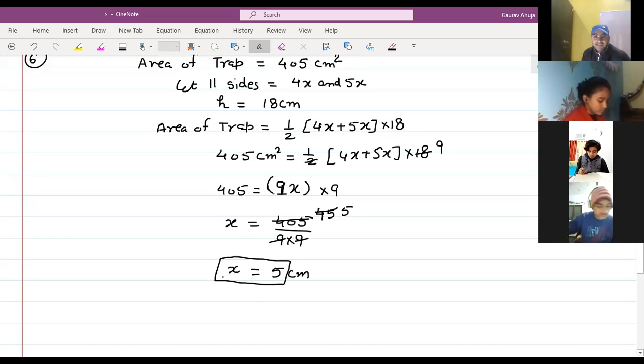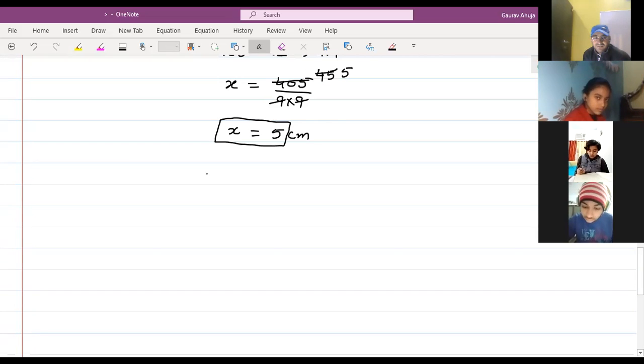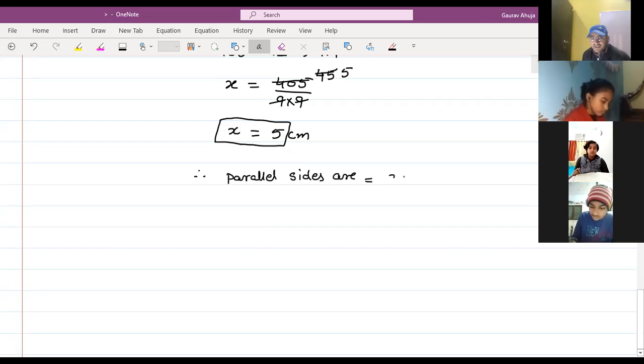Yes, sir. We have to find the parallel sides. So parallel sides are 4x and 5x. Therefore, the answer is 20 and 25. Yes, 4x and 5x: 20 centimeter as well as 5 ja 25, 25 centimeter. ठीक है, आंसर.